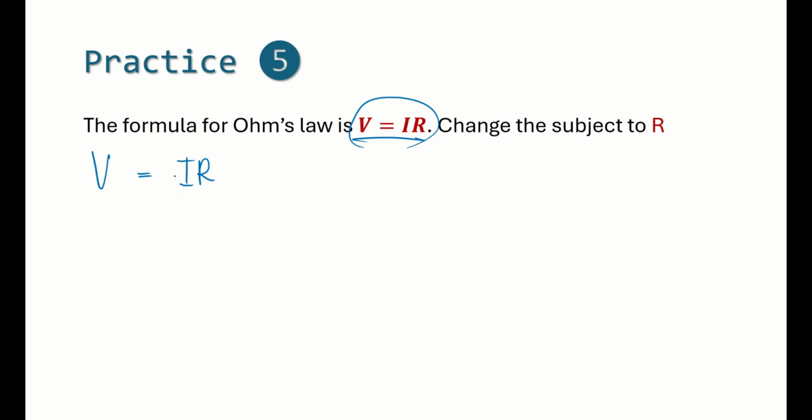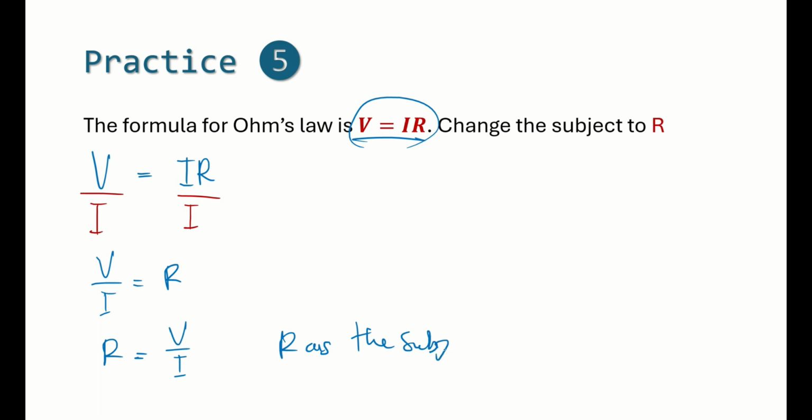If you look at this R on the right side, we can cancel it out by dividing by I, equality before all. Okay, divide by the same thing. So we have v over I equals R. Done actually, yeah. So switch the position, R equals v over I. Just switch the position. So R is the subject now. Clear, yeah?